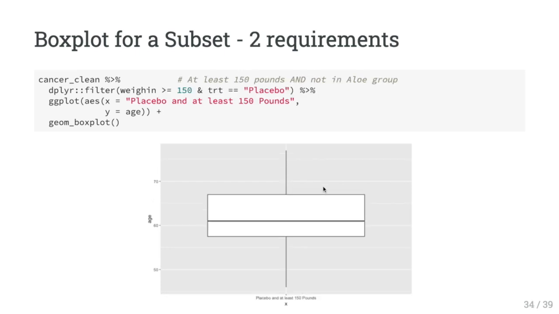We can do it by multiple conditions if we want as well. We can say we want to filter by weigh-in is greater than or equal to 150 and treatment is equal to placebo. So what this means is this distribution of age is for those that weighed at least 150 pounds and are in the placebo group.